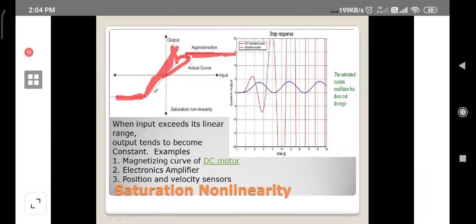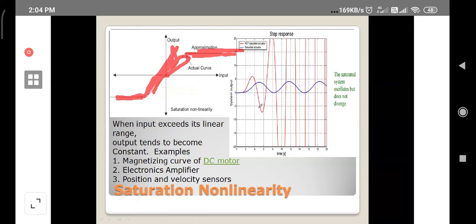In the case of an electronic amplifier, we can see the same characteristics. The amplifier output gain will not increase in a linear manner after a particular input. After that particular input, or critical point, what happens? The amplifier gain will become constant.